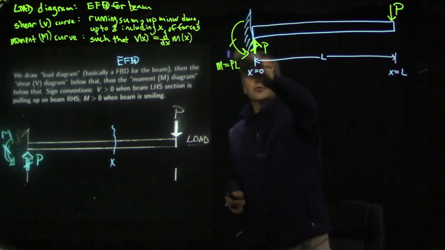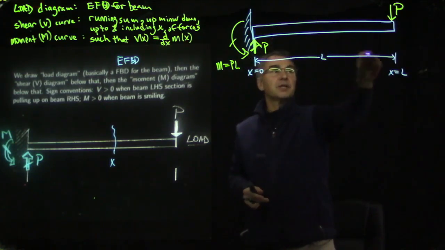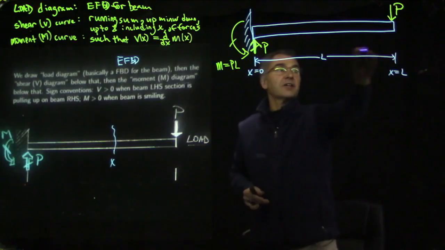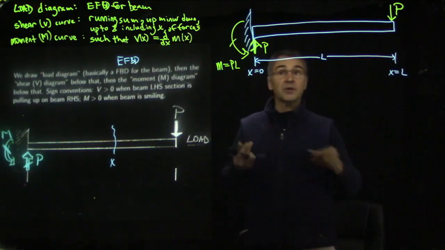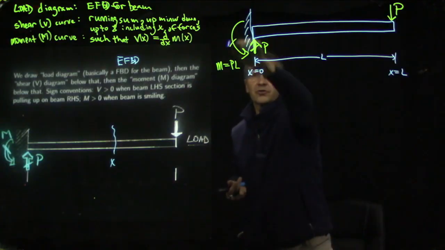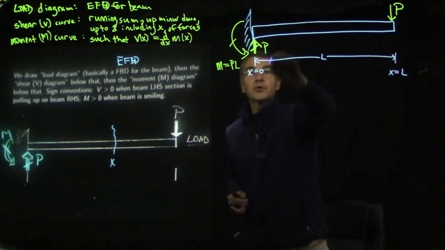So the first thing we drew, which we call the load diagram, is basically just an extended free body diagram for the beam showing all forces and torques acting on the beam. That includes both the loads, which are the beam's job to support, and the support or reaction forces and torques, which is what the rest of the structure has to do to hold this beam up.